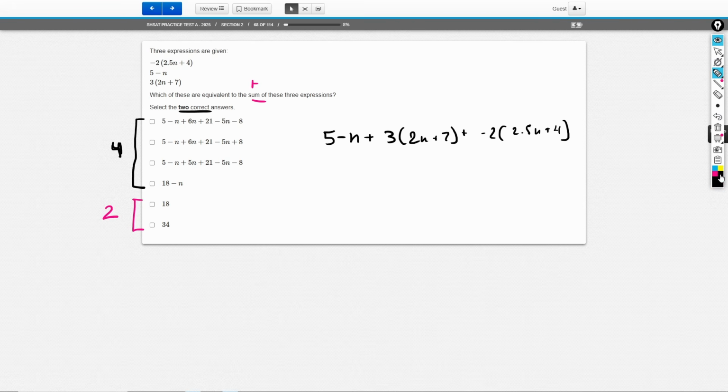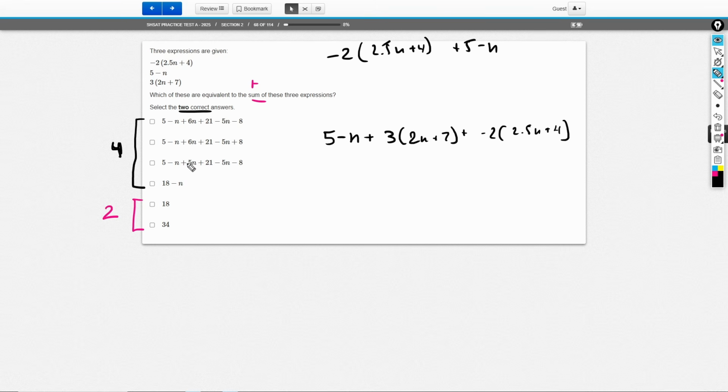So how about we do both, right? Let's break this out of the parentheses first. I chose to add them in this direction with the 5n first and then the 6n because that's how all of my answer choices work. So you could have started off by adding negative 2 times (2.5n plus 4) plus 5 minus n. I didn't do this because I know that on the SHSAT I need to save time, and if I look at my answer choices, they all have 5n followed by 6n second.